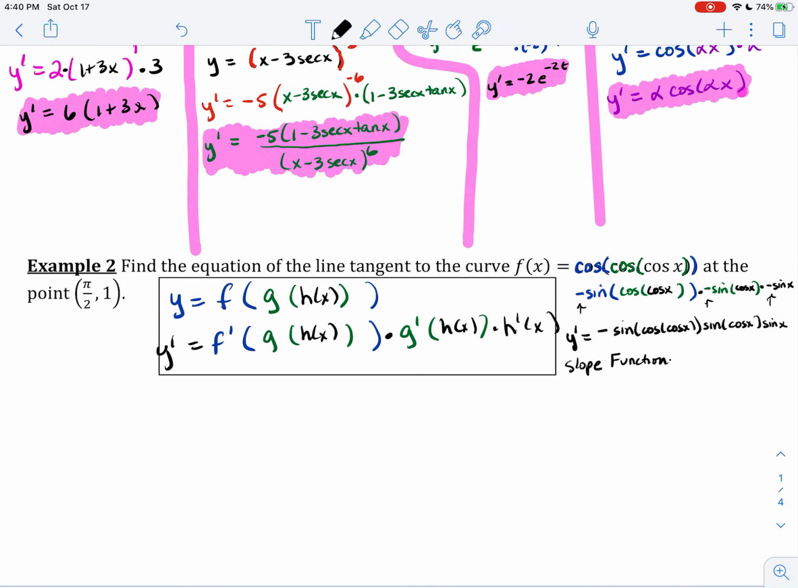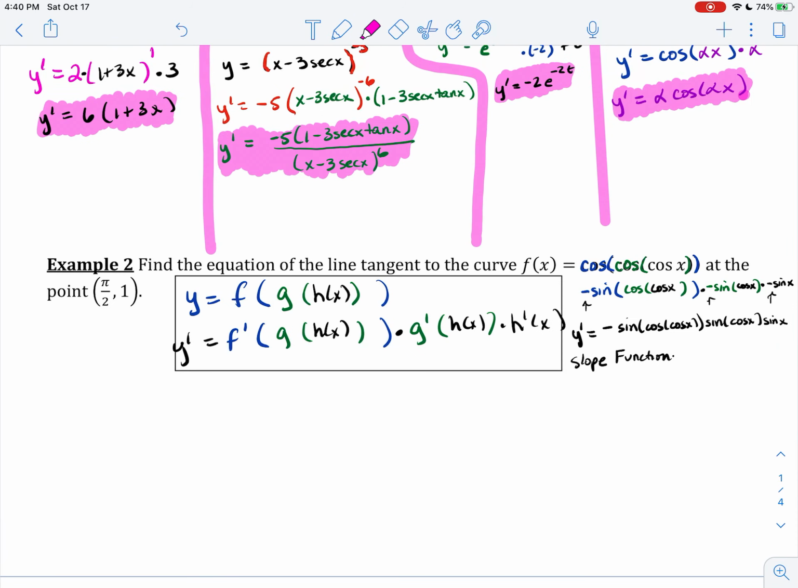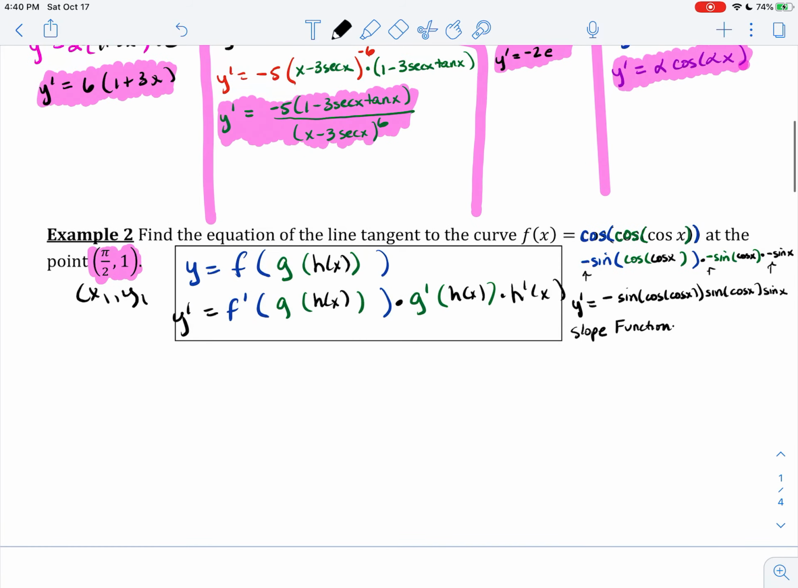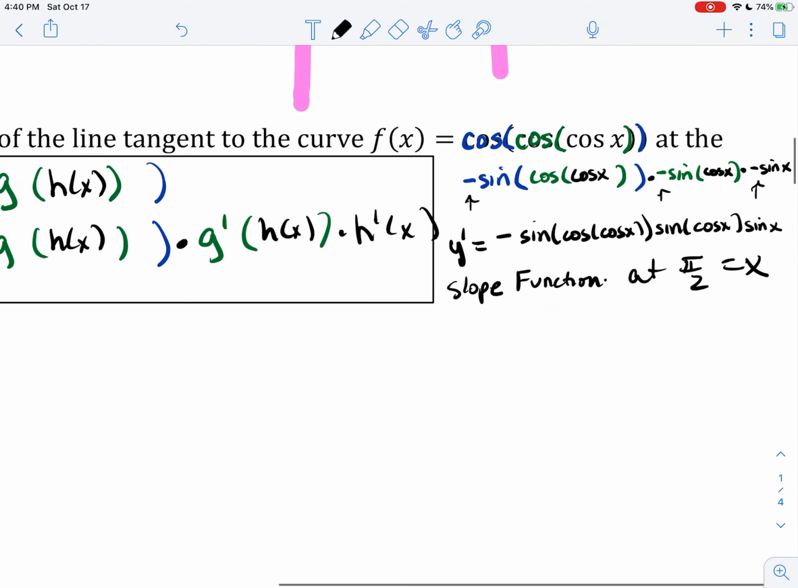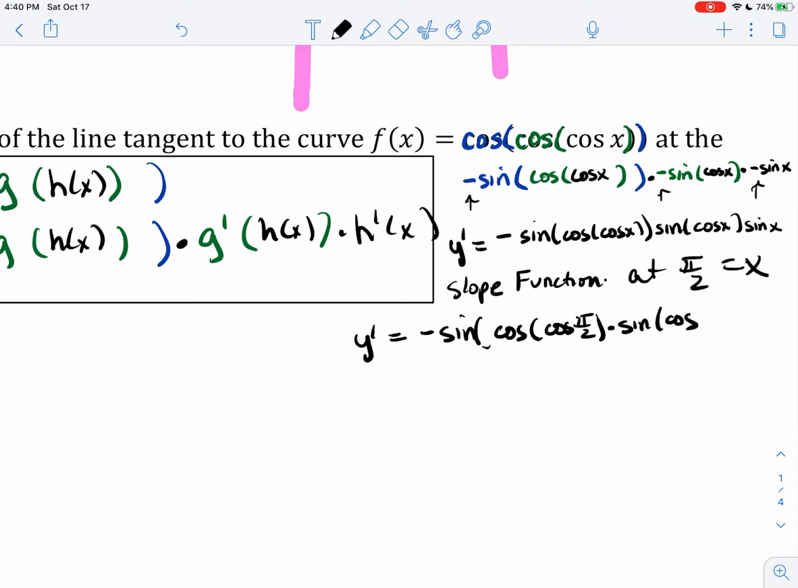We have, this is our point over here. It says find the equation of the line tangent to this curve at the point pi over 2 comma 1. This is our x1, y1. And so if I'm going to evaluate my slope function at pi over 2 equal to x, we have y prime is minus sine of cosine pi over 2 times sine of cosine pi over 2 times sine of pi over 2.